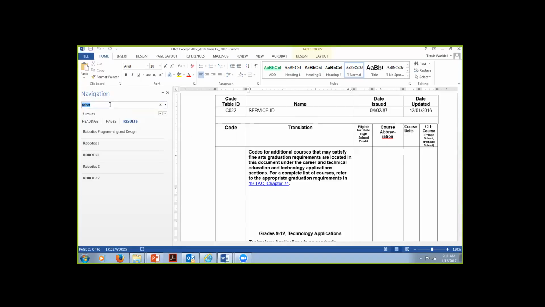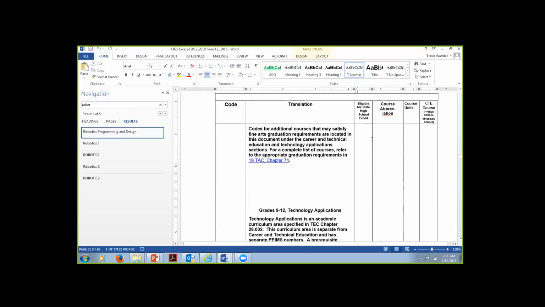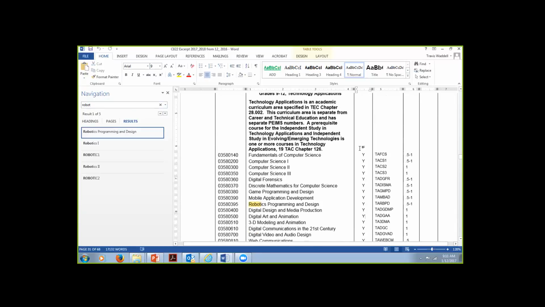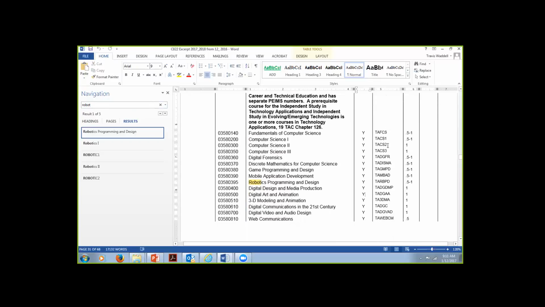So if we were to type in robot, we would find that the course code for this class is 03580395, robotics programming and design. Yes for high school credit. If we go back up the document a little bit, it says eligible for high school state credit, yes. And then it gives you an acronym, which is a course abbreviation. So when you get a student's transcript from another school, or if you're looking at the end of year transcript and doing a transcript audit, a lot of times this is what will appear, or should appear if coded correctly.